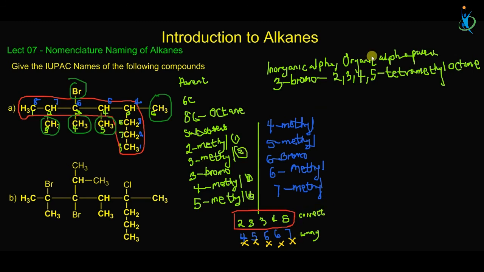Once you do that, you name all inorganic substituents alphabetically, if there are many, like chloro, bromo and all those things. Then you name the organic ones also alphabetically, and your name will become very simple. So that is the first one. We are going to name the second one too.